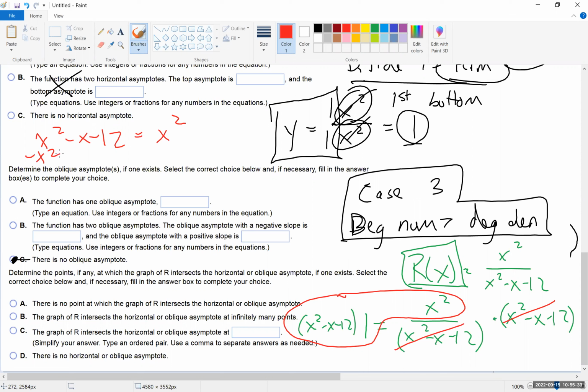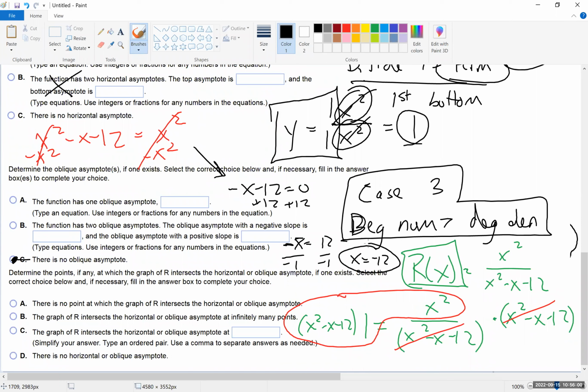We're going to subtract x squared on both sides. It looks like a quadratic, so we want to set it equal to 0. Turns out it's not a quadratic. We're going to be left with negative x minus 12 equals 0. This is linear. Let's add 12 on both sides. We get negative x equals 12. Divide both sides by negative 1. X equals negative 12.